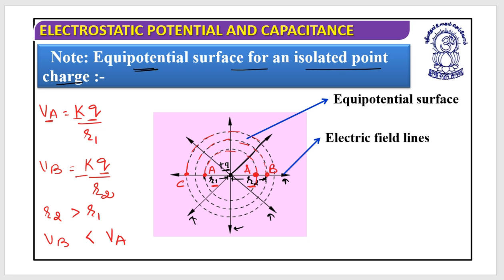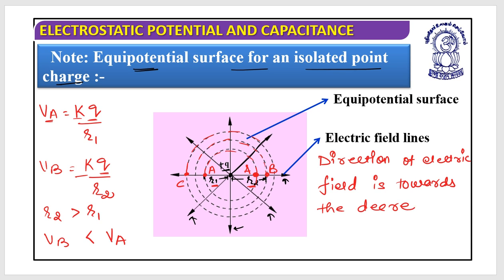What I need to discuss is the direction of the electric field. Can I say that the direction of electric field is towards the decreasing potential? Now again look at this. This is Va, this is Vb. I know that Va is greater than Vb, and the electric field lines are moving from A to B, so I can say that the direction of electric field is towards the decreasing potential. Please remember this property of equipotential surfaces. This will help us to calculate the numericals.